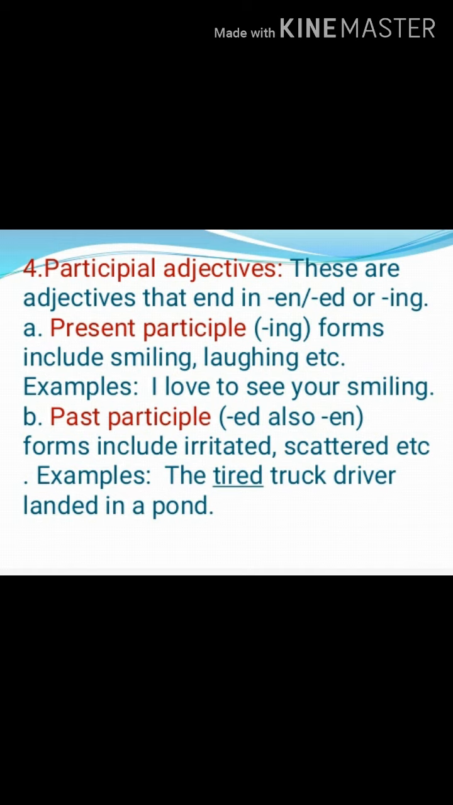Next comes participle adjectives. Participle adjectives are again divided into 2 parts. These are the adjectives that end in en, ed or ing form. The 2 types are: first one is present participle. The present participles always end with the ing forms like smiling, laughing, etc. Example, I love to see your smiling. Here smiling is a present participle because it ends with the ing form.